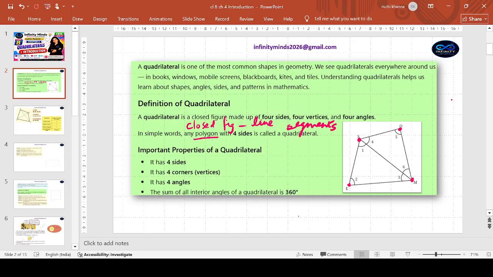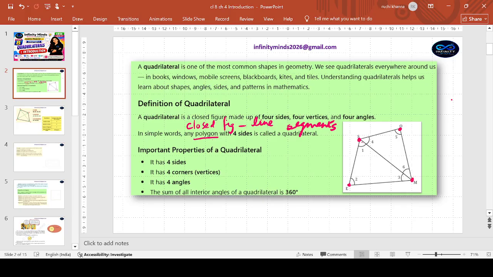Important properties of a quadrilateral. It has four sides, the corners are the ones which are referred to as vertices, and four angles. The sum of all interior angles of a quadrilateral: one very important property we will be taking up in this chapter is that the total of the four angles is 360 degrees. Now, why is it so? Have you given it a thought?